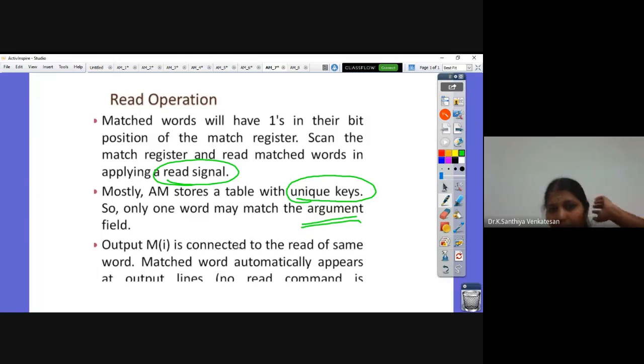You know what the read signal is, so I don't want to say much about it. And output M of I: M is nothing but your match register. When M of I is connected to the read of the same word, when all the bits match, your matched word will automatically appear at the output lines.